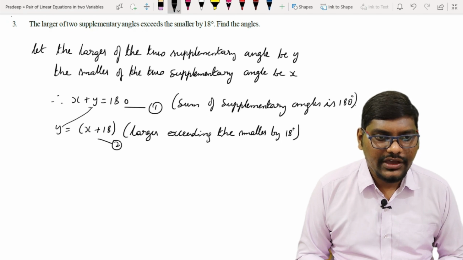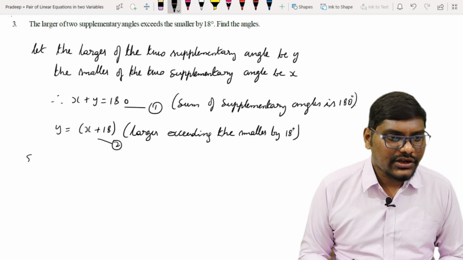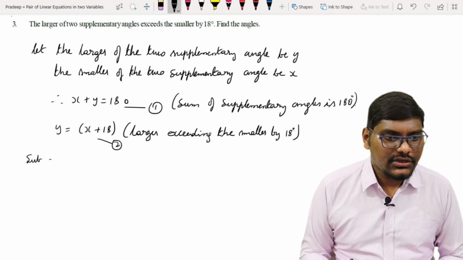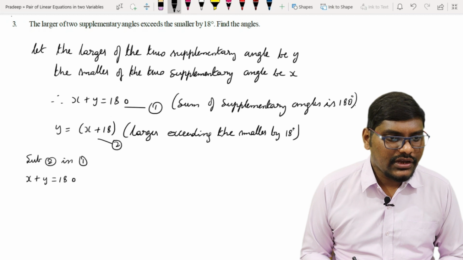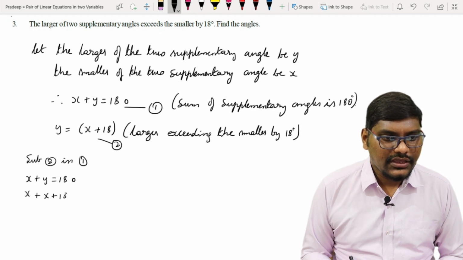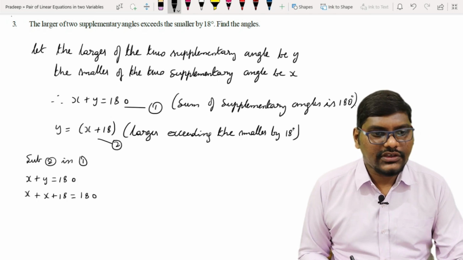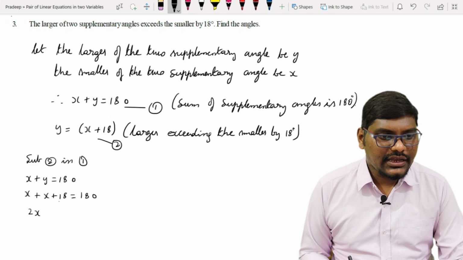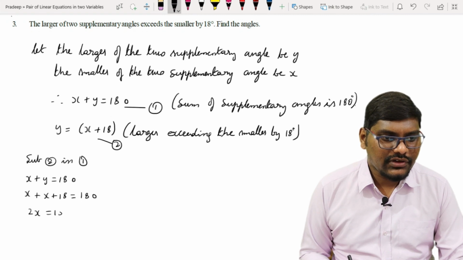So in the place of y I'll be just substituting. So I can write, substitute 2 in the first equation. So what is the first equation? x plus y equal to 180, whereas in the place of y I can write it as x plus 18 equal to 180. So now this is x plus x is 2x, and 18 if I send to the other side, that is 180 minus 18.